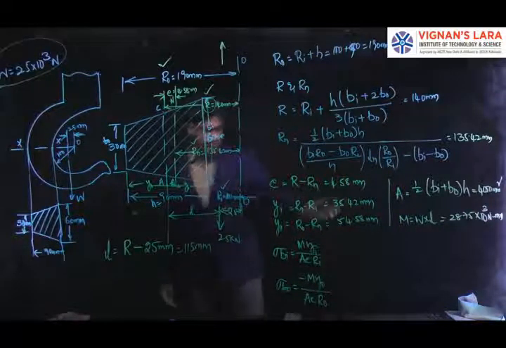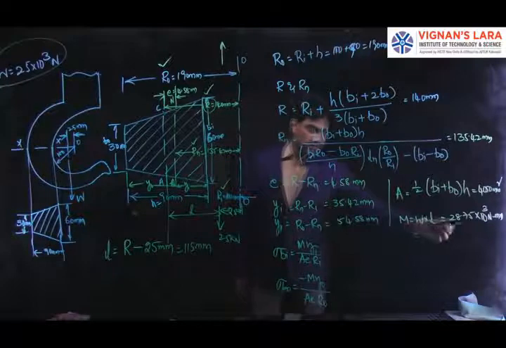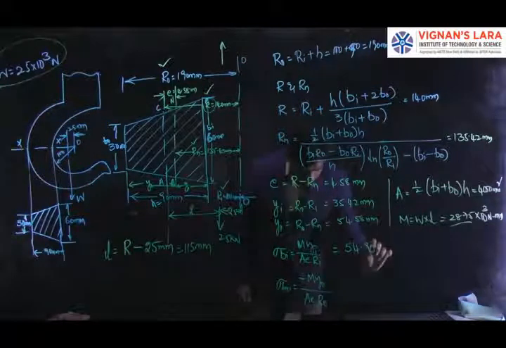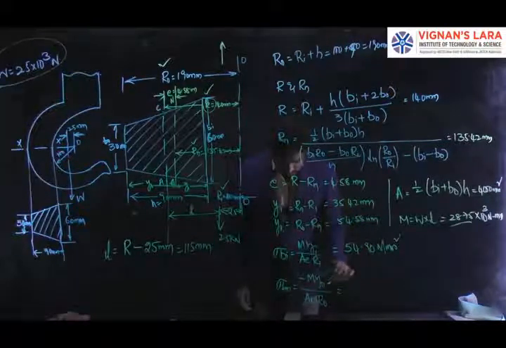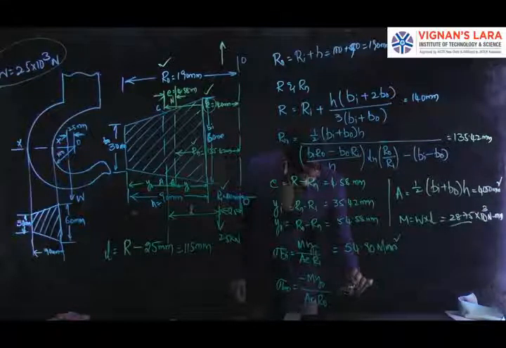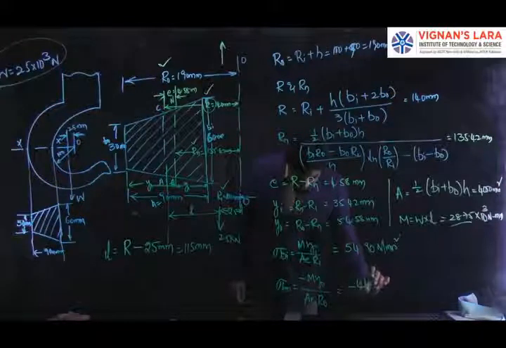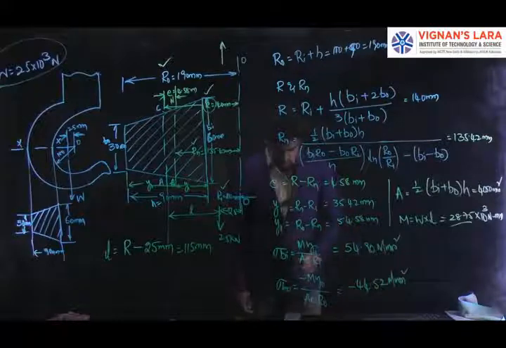So the load is 25 kilonewtons. So you can substitute both the values. You can also check with the values. sigma bi is 90 Newton per mm square. So it is a tensile stress. And sigma b naught is minus 44.52 Newton per mm square. It is a compressive type of stress.